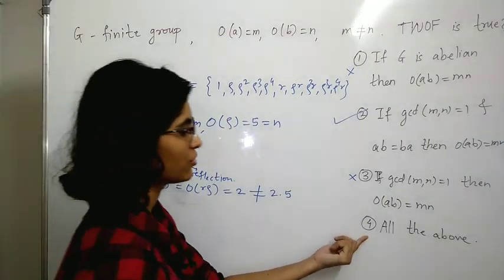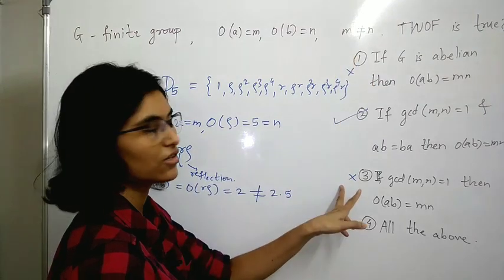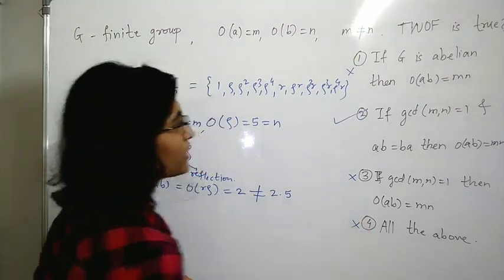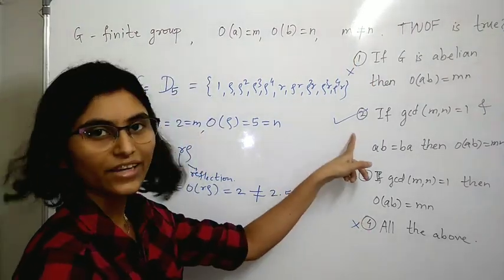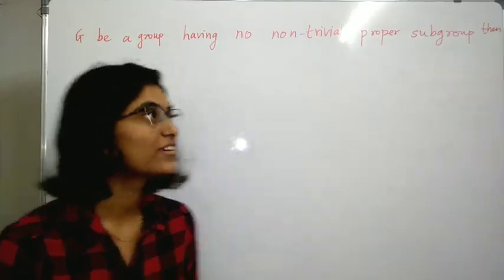And clearly this fourth option is just all of the above is true, which is again not true because the first and third options are not true. So the correct option is just the second option. This is a result, we can prove it. Let us solve the next question.